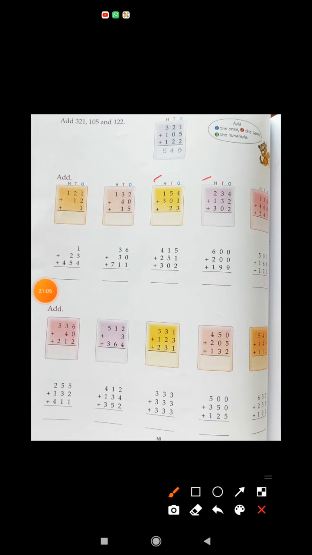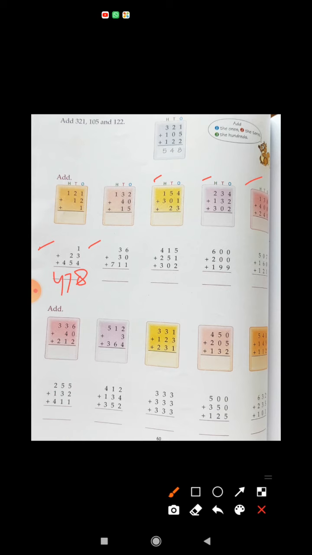Like this you do these parts also. Now come to this one. Question is 1 plus 23 plus 454. First we will add the ones. 1 plus 3 is 4, 4 plus 4 is 8. Now add the tens. 2 plus 5 is 7. Now add the hundreds, here write 4. The answer is 478. Now next question, 36 plus 30 plus 711.